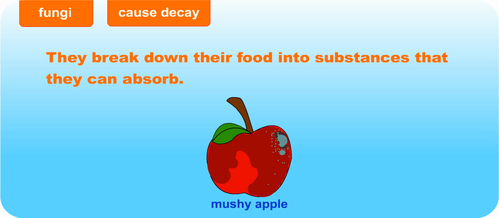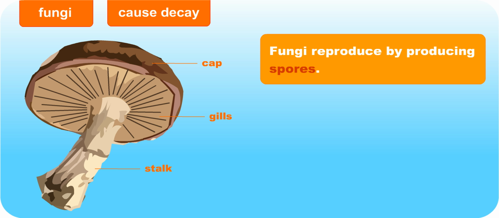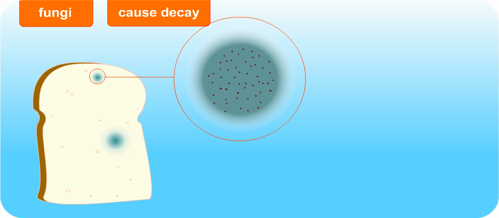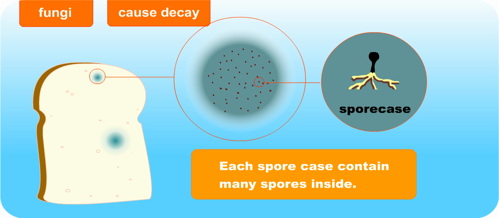Do you know how fungi grow? No. Can you tell me how they grow? Well, fungi reproduce by producing spores. Spores are very small. They look like brown dust to your eye. Where are the spores found? In mushrooms, the spores are found in the gills. The tiny black dots you see growing on your bread are spore cases. Each spore case contains many spores inside.